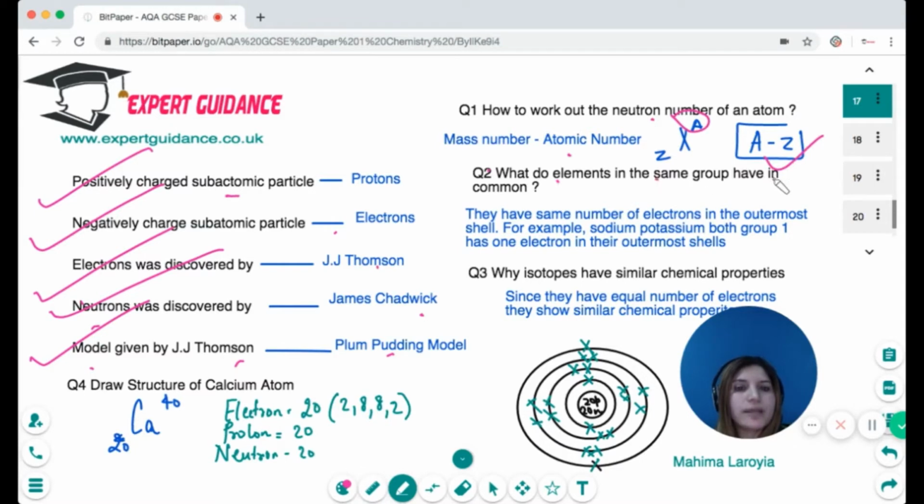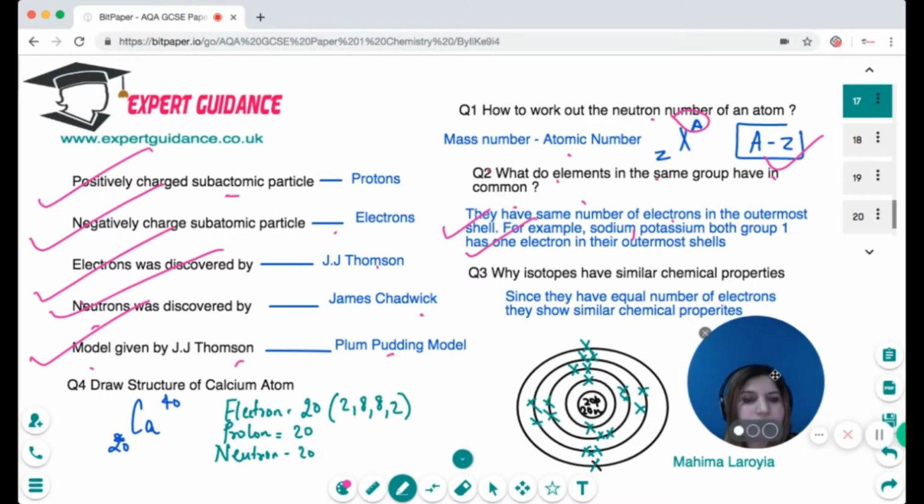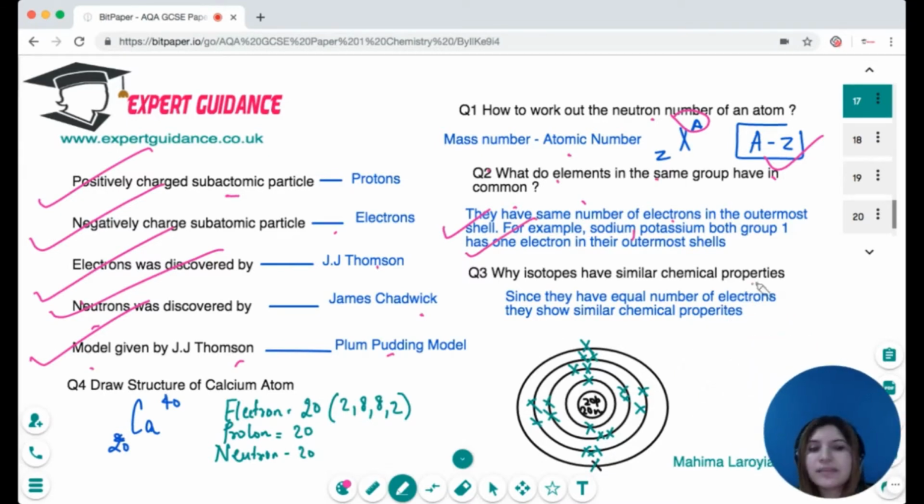What do elements in the same group have in common? They have the same number of electrons in their outermost shell. For example, sodium and potassium both belong to group 1 and have 1 electron in their outermost shell. Why do isotopes have similar chemical properties? Because they have an equal number of electrons, so they show similar chemical properties. Next is to draw the calcium atom. Now calcium is 40 and 20, so it means the electron, proton and neutron number are all 20.